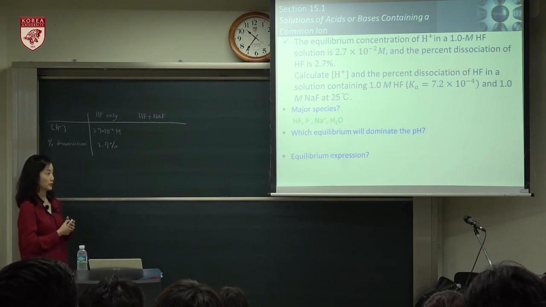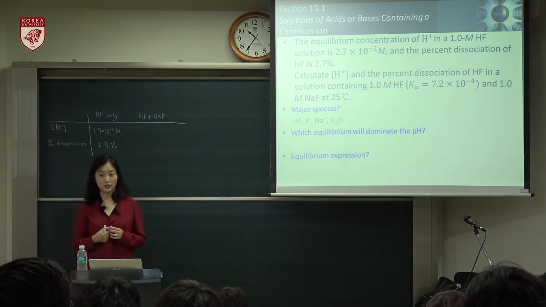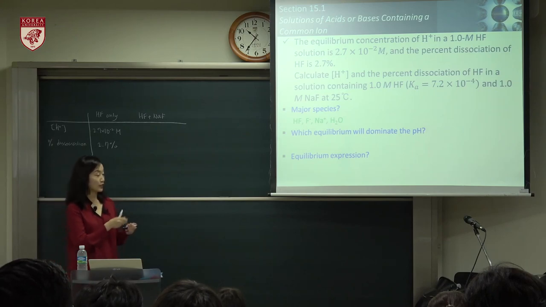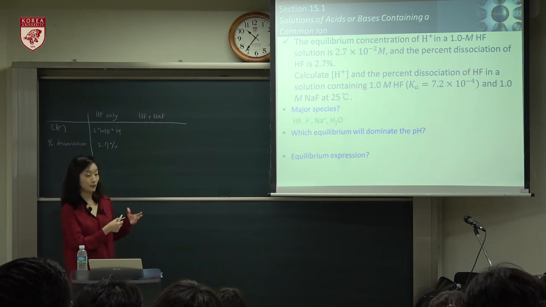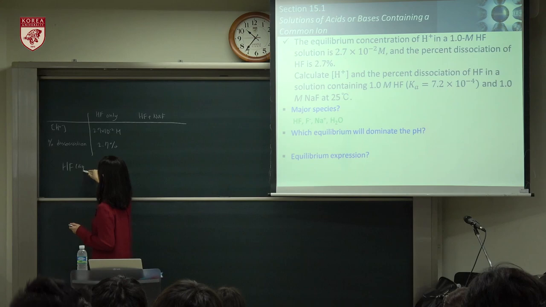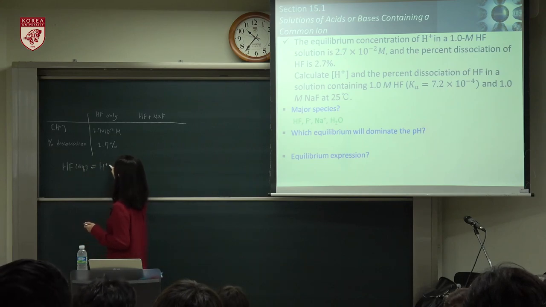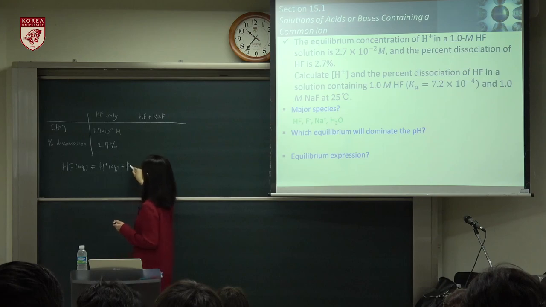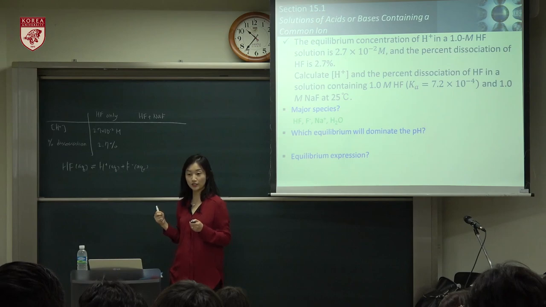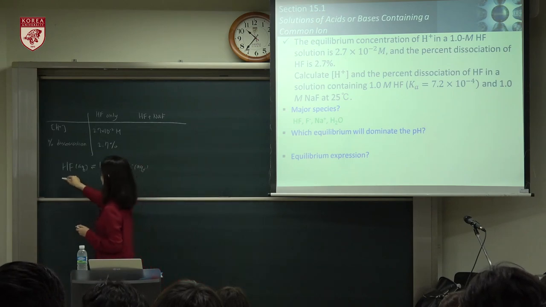Then which equilibrium will dominate the pH? So we have to think about what possible equilibriums there are that can affect the pH, right? We've done this many times in the previous chapter. So what are the equilibriums that can dominate or that can affect the pH? So we'll think about, so we have a weak acid, right? And the other equilibrium that can affect the pH is the dissociation of water, right?